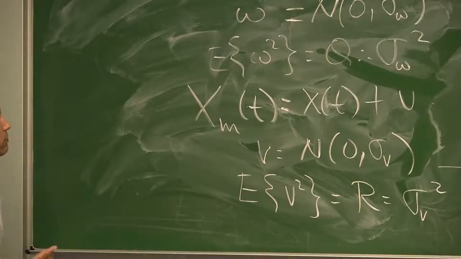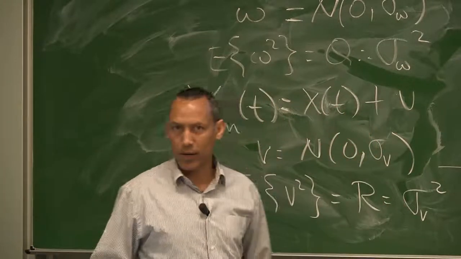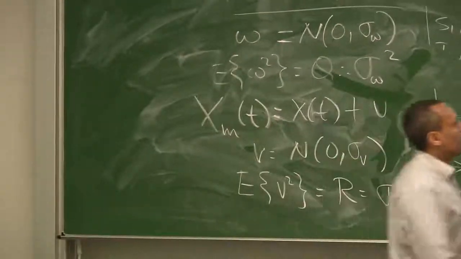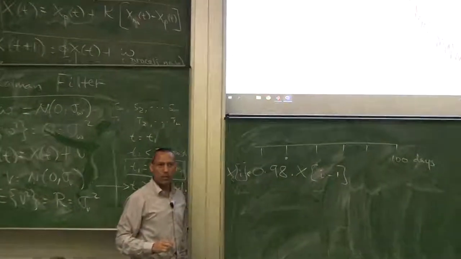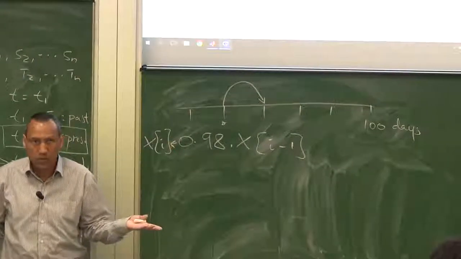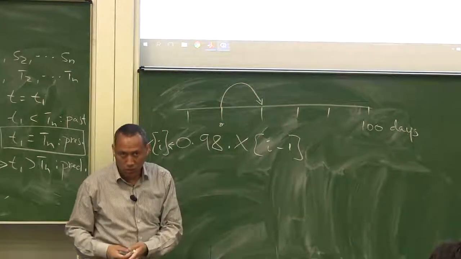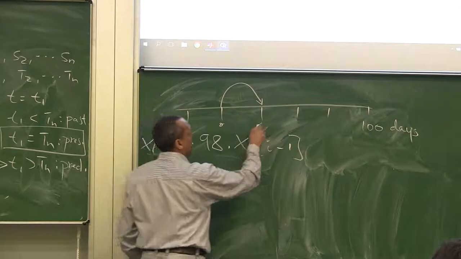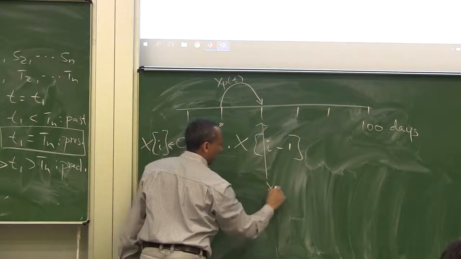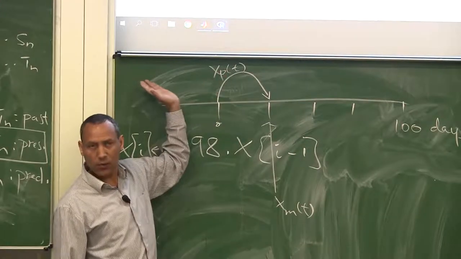Now another assumption we make, the process noise and the measurement noise have nothing to do with one another. Because we said at this period, we make prediction for this one. We haven't made any measurement yet, which contains its own error. And at this point, we make measurement, xm of t. So the sensor has nothing to do with the past statistics we have.